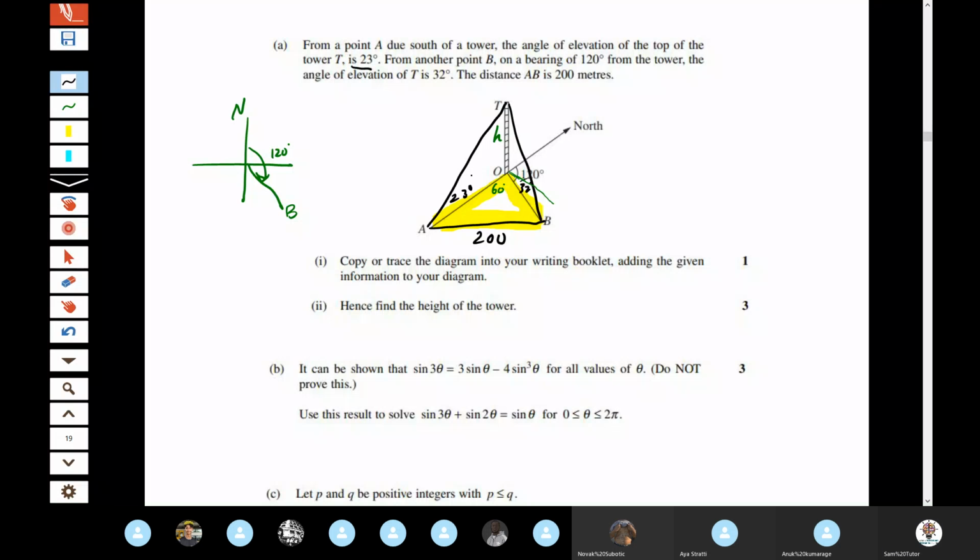So, opposite over adjacent. Tan 23 equals H on OA. So therefore OA is equal to H on tan 23. And just so you guys know, in case it comes up, that's the same as saying H cot. So be aware of that. Don't think it's any harder. OB, tan 32. Tan 32 is equal to opposite over OB, H on OB. So therefore, again, OB is equal to H on tan 32.